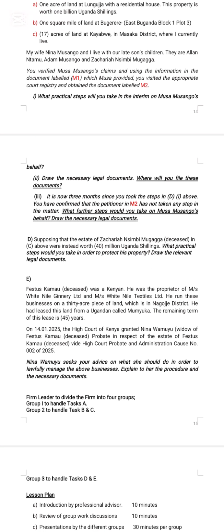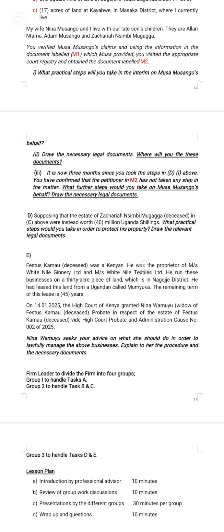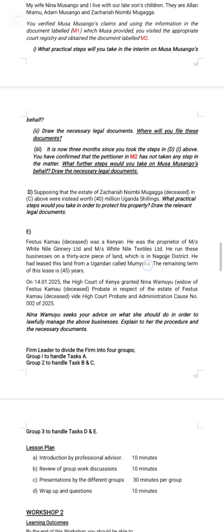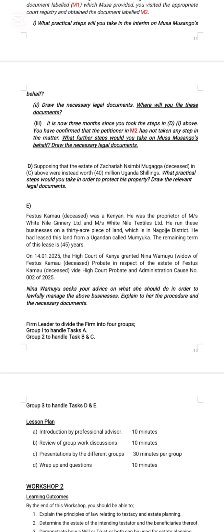You verified Mr. Musango's claim, and using the information in the document which Mr. Musango provided, he visited the appropriate court registry and obtained the document labeled M2. What practical steps will you take in the interim on Mr. Musango's behalf? That basically is you have to lodge a caveat. You have to lodge a caveat, draw necessary legal documents.